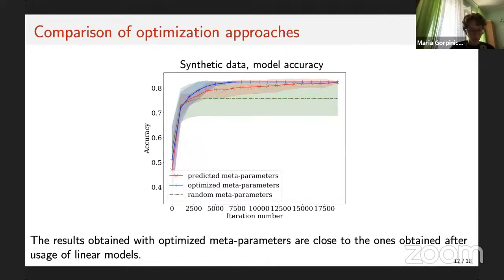This figure plots model accuracy for different methods. The best results were obtained with the optimized match parameters. However, the results obtained with linear models are only slightly worse compared to the previous ones. Also, the difference in model accuracy for those methods becomes lower with the increasing number of iterations.